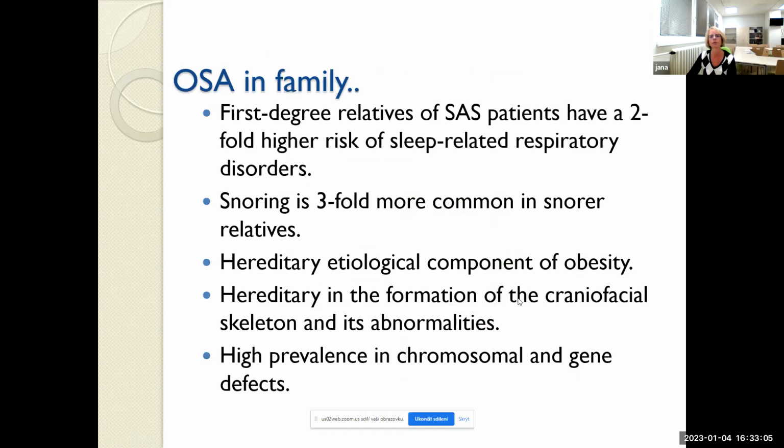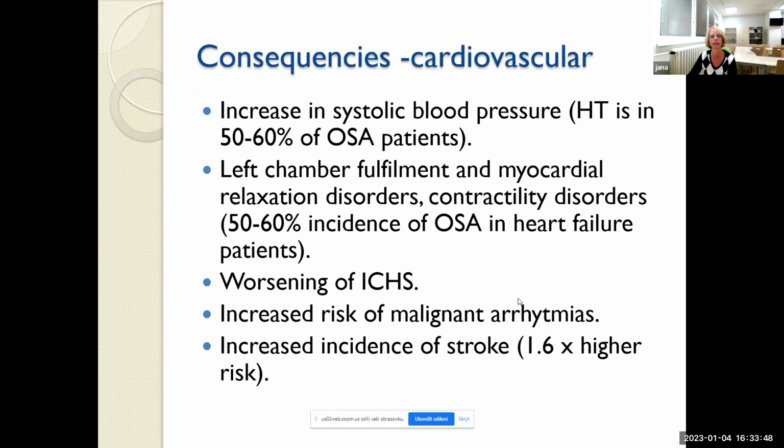First degree relatives of OSA or SAS patients have twofold higher risk of sleep-related respiratory disorders. If the snoring is present, so 3 times more, you are at risk to have also sleep apnea. Of course, you can have hereditary etiological component of obesity, but most of us, I would say, we like to eat. Also, you can have hereditary malformations of the craniofacial skeleton and its abnormalities, and you can also have OSA in chromosomal and gene defects like Down syndrome and so, or lip and cleft palates.